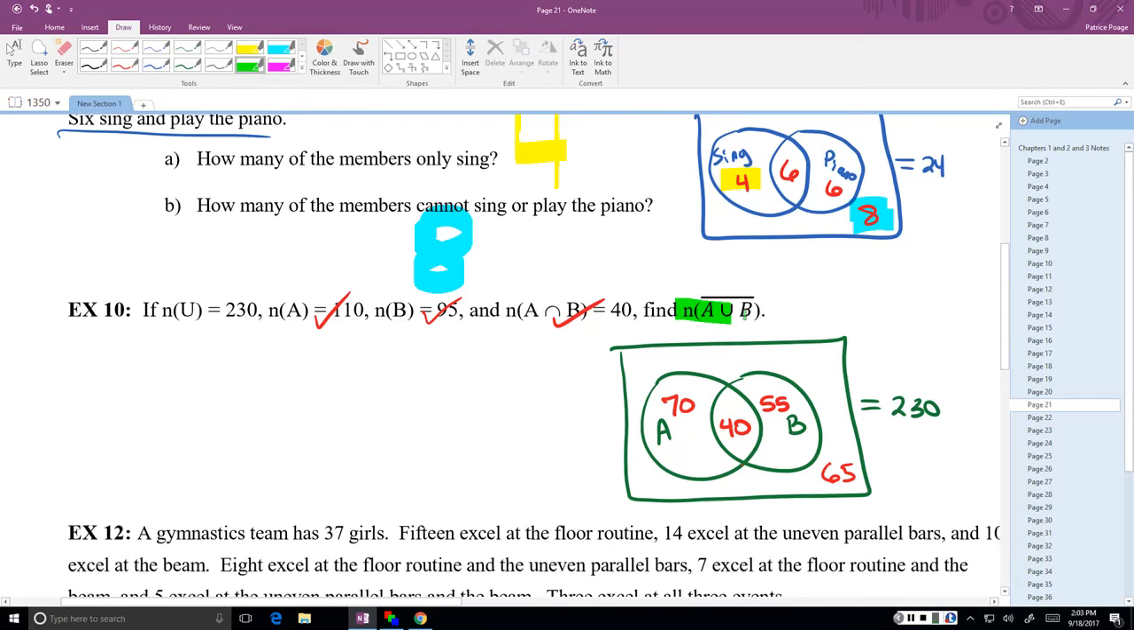And then it's asking us this, which you got to be able to interpret. So it says the number in A union B complement. Okay, Davey, can you interpret that for us? Or. It's not in A or B, which means or both in mathematics. So if it's not in A or B, where is it? It's the 65 out there. So you can see how it's important to be able to read and interpret what these mean.